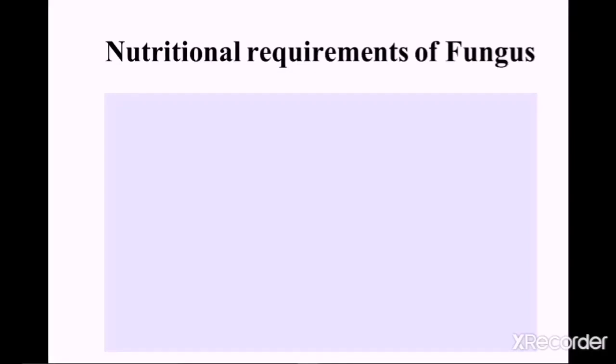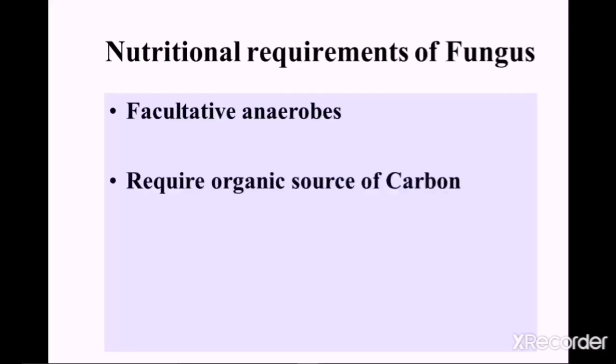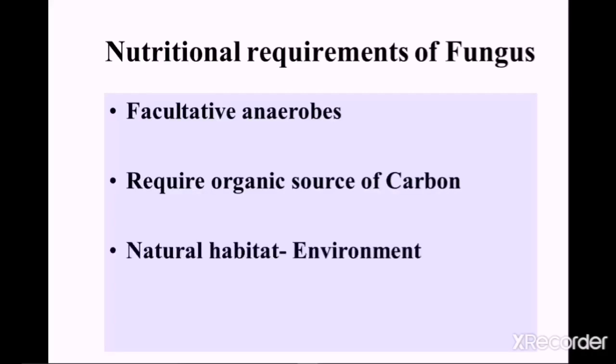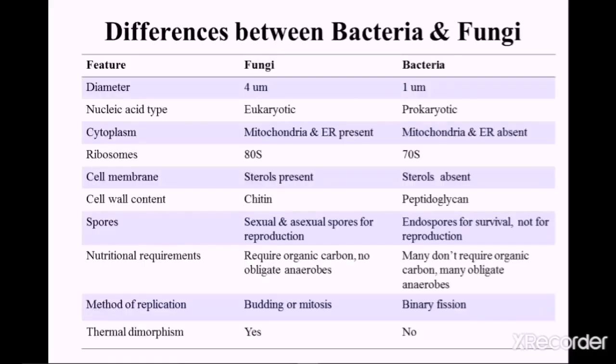Nutritional requirements of a fungus. Most of the fungi are obligate aerobes, some are facultative anaerobes, but none are obligate anaerobes. All fungi require a preformed organic source of carbon, hence their frequent association with decaying matter. The natural habitat of most fungi is therefore the environment. An important exception is Candida albicans, which is part of normal human flora.